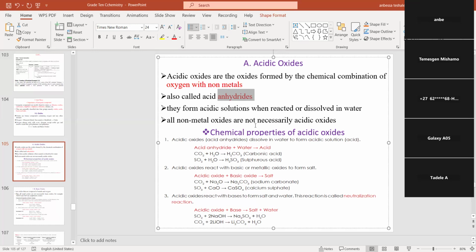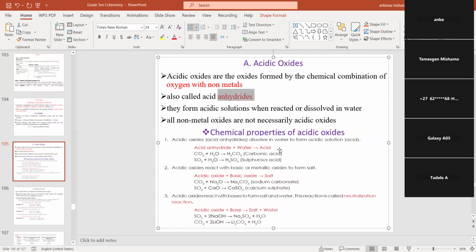So all non-metallic oxides are not necessarily acidic oxides, but most of non-metallic oxides are acidic oxides. ግን ሙሉ በሙሉ non-metallic oxides ደግሞ acidic oxide ናቸው ያለን አይደለም። Here we have some properties of acidic oxide.